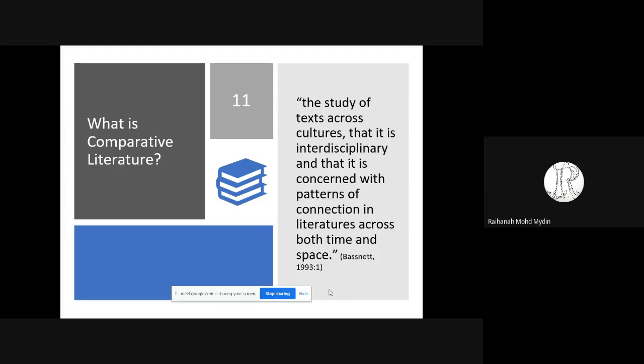Okay, so if you look at Bassnett's 1993 definition, the study of text across cultures, what it indicates is that each nation is monocultural, and that each nation will have its own culture. And so when we are studying text across cultures, we are inadvertently studying across national borders, right? So if you look at England, it would be assumed that England will have one culture, Germany will have one culture, France will have one culture, and so on and so forth.